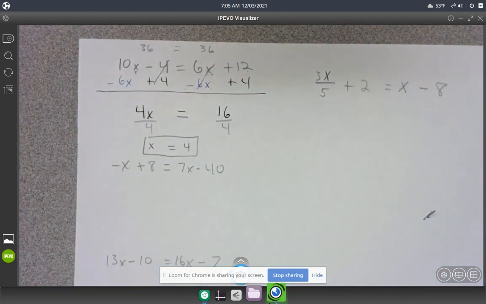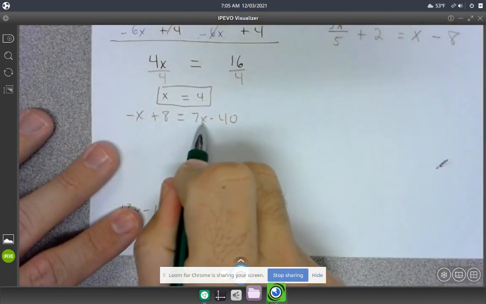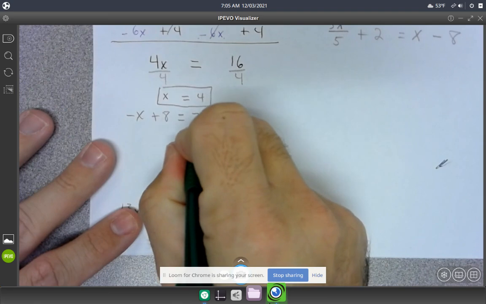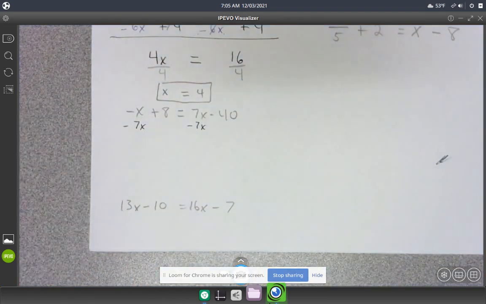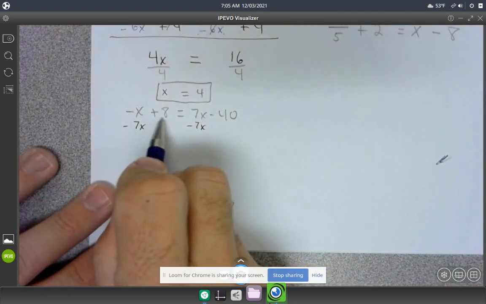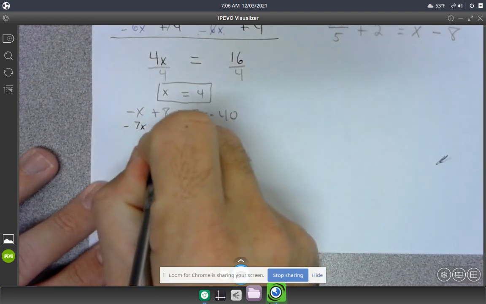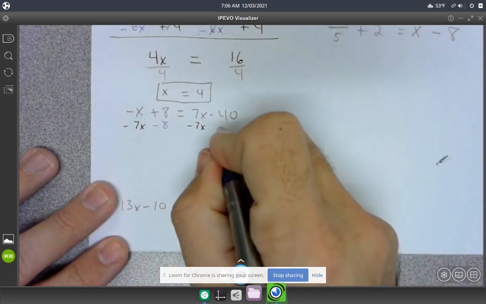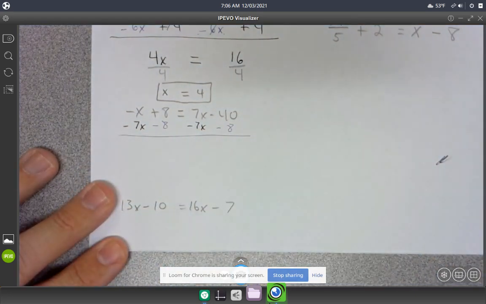All right, we'll do a couple more here. I'm going to move my variable terms to one side. I almost always move my variables to the left-hand side. I just feel more comfortable that way. And my constant term here, I'm going to move to the right-hand side. So I'm going to subtract 8. And then we'll simplify it.